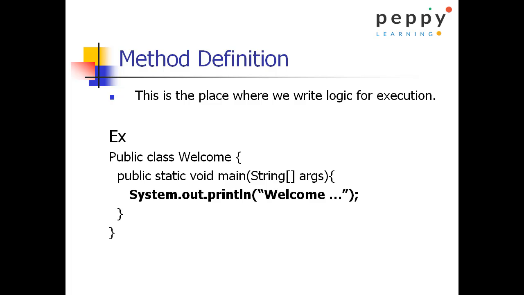Method definition. This is the place where we write the logic for execution. If you look here, System.out.println welcome is a method definition. Inside this method you can write whatever logic you want. Let's say computations, printing of things, validating the stuff, all the things you can do here.